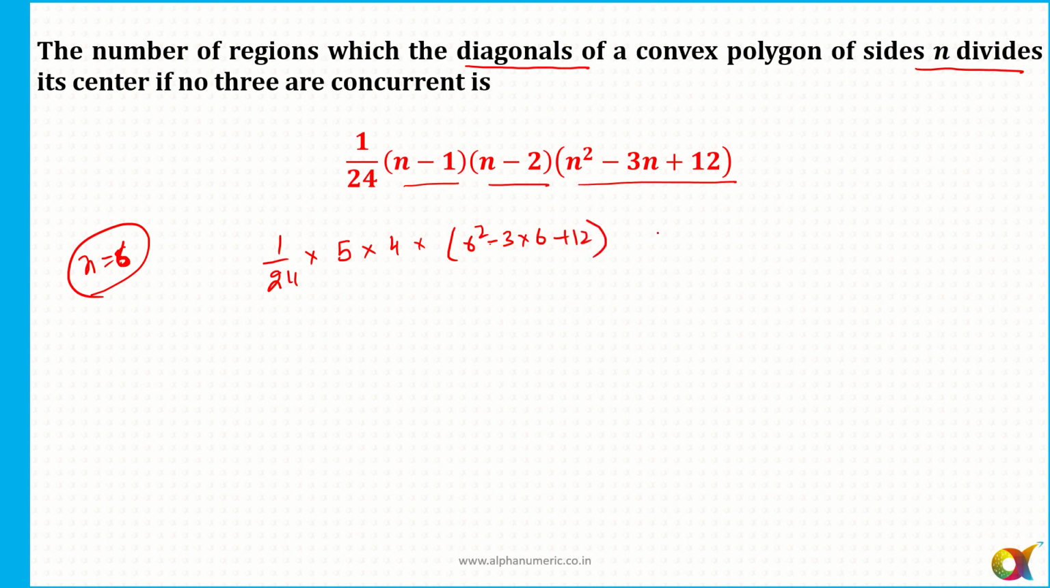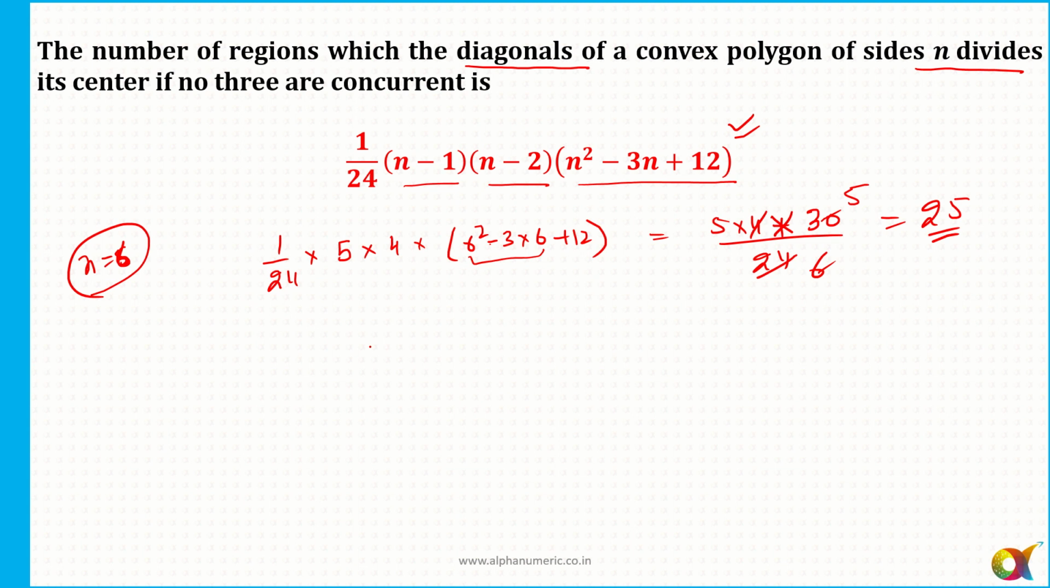If you simplify this, what will I get here? That is equal to 5 into 4 into (36 minus 18 plus 12). 6 square is 36, minus 18 is 18, plus 12 is 30. So this is 5 into 4 into 30 upon 24. And you can see here 4 into 6 is 24, and 6 fives are 30. So I'm getting 25. So that's an important one.